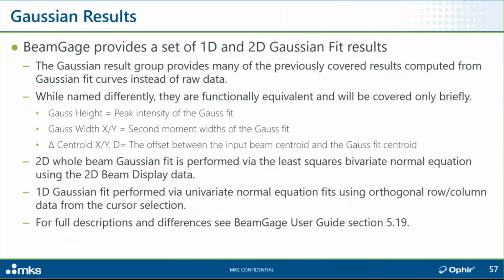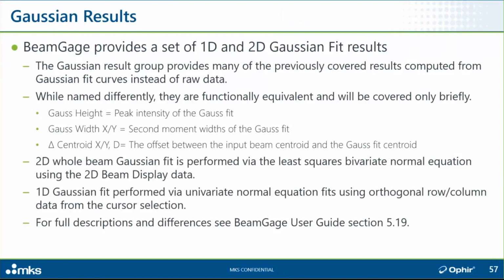Most of the results in the Gaussian groups, beam gauge has both a set of 1D Gaussian fit results and also 2D Gaussian fit results. Both result groups already provide many of the previous results that we've talked about, except they're computed from Gaussian fit curves instead of the raw beam data. So while they have different names, functionally they're equivalent, so we really only need to cover them briefly. For example, Gaussian height is simply the peak intensity of the Gauss fit of the raw beam data.